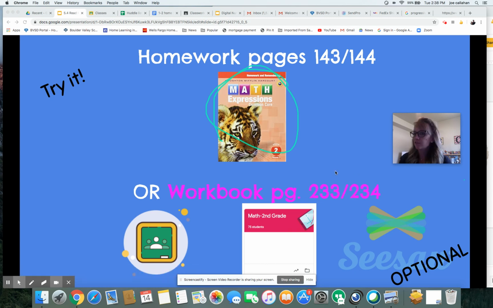Now, you don't have to do both. You can if you're up for the challenge, but you don't have to do both. So either choose your homework and remembering pages or the workbook pages you can find in our Math Google Classroom.